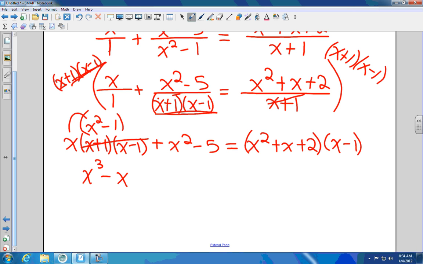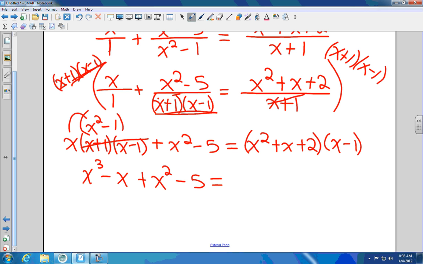Can't do anything, plus x squared minus 5, that's already put together. So are there any like terms over here on the left? No. Cubed, x to the first, x squared, and a constant. You can't combine that at all. Over here, on the right side, we have a trinomial times a binomial. So what do we do there? Do you FOIL that? No. So what you've got to do here, and we've done it many times before, is take the x times all three terms and then the negative 1 times all three.